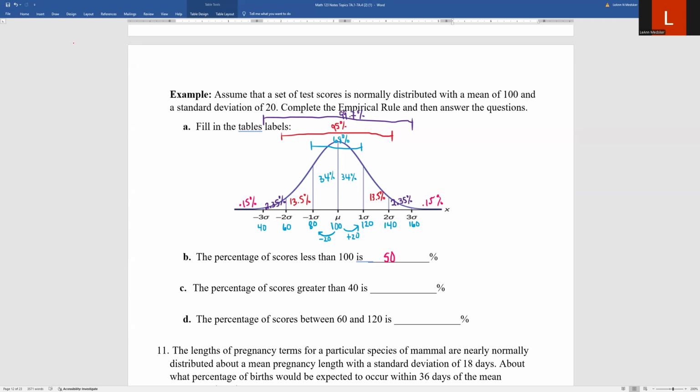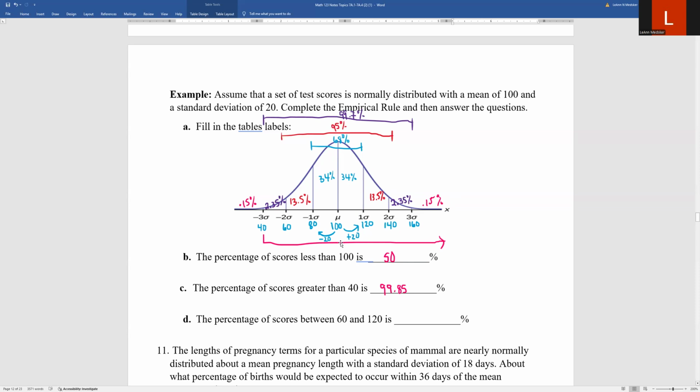The percentage of scores greater than 40. Okay, so that's from here all the way over. So you could add all of these up, or you could just subtract the 0.15 from 100. That might be easier. So 100 minus 0.15 is 99.85%. Most of the data is greater than 40.